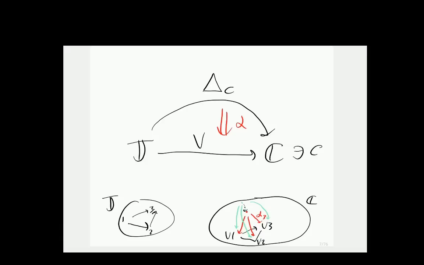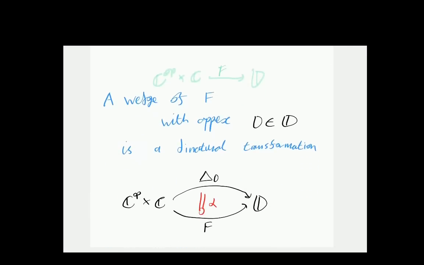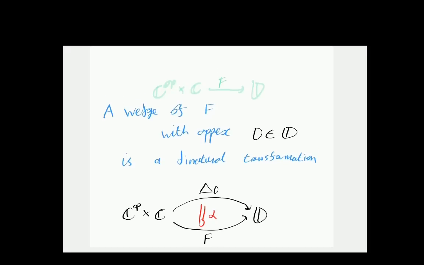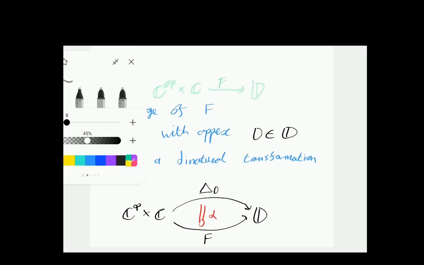Now, what's a cone? You recall that a cone is just a natural transformation from a constant functor to another functor V. What's a wedge? It's just a dinatural transformation from a constant functor to a bifunctor F. That's all it is. And basically everything else works analogously. So let me just back up, and I'll go through this a bit more slowly.